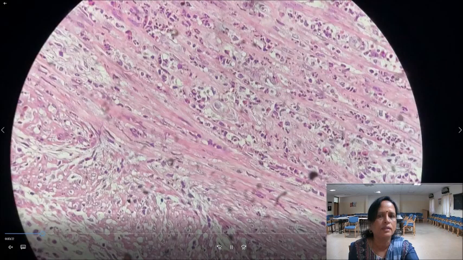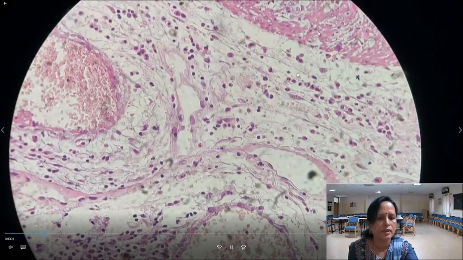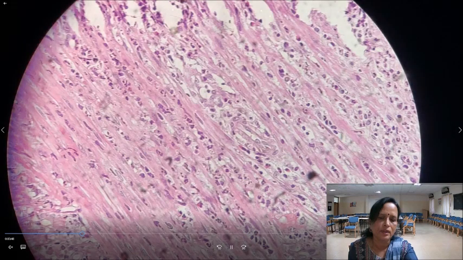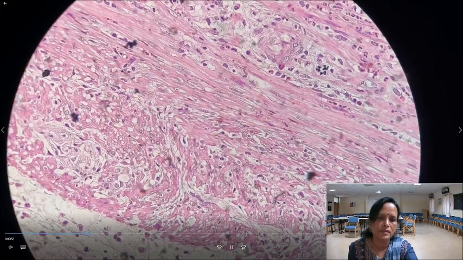The classical feature. Again, I'm moving towards the serosa. Inflamed. Yes. Congested blood vessels. See, so much of inflammation of the serosa. Section is folded there. Neutrophils are so well appreciable.